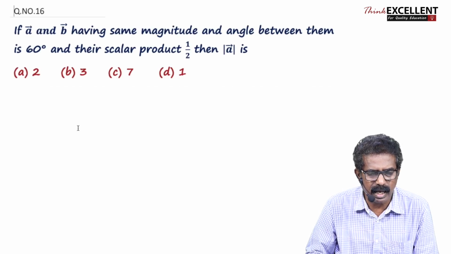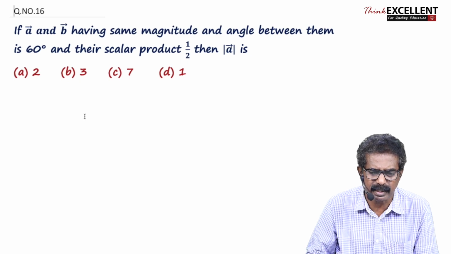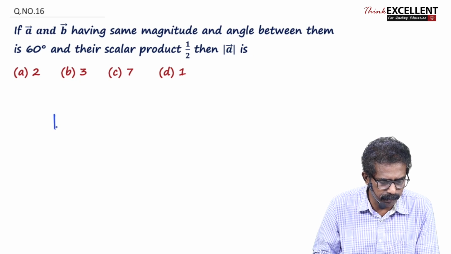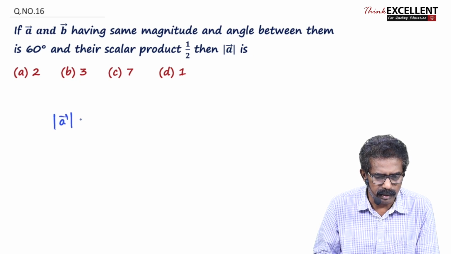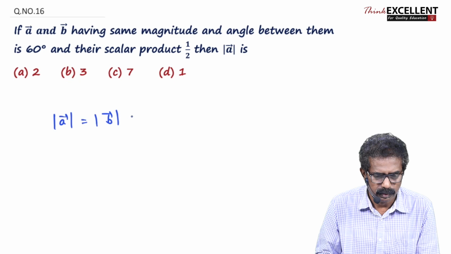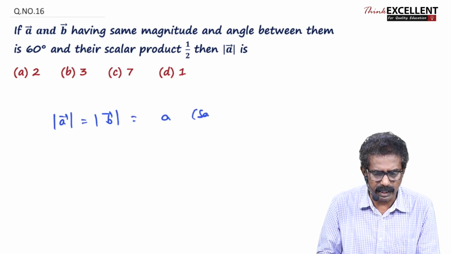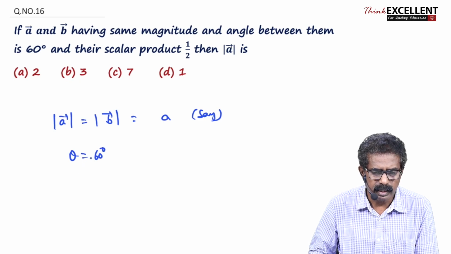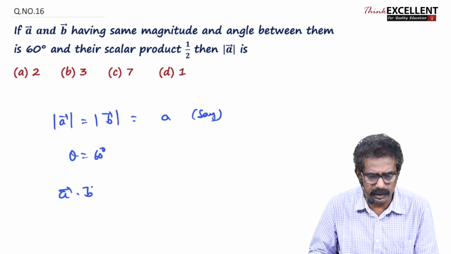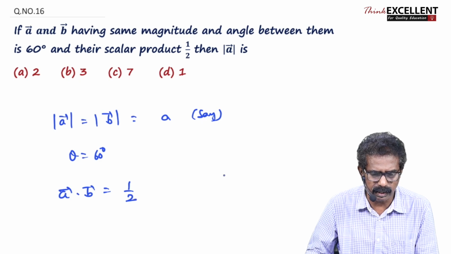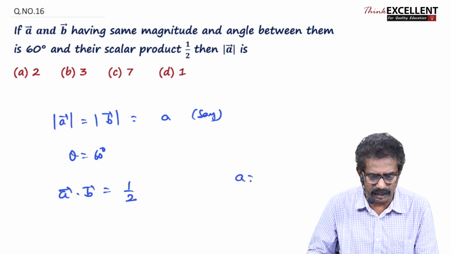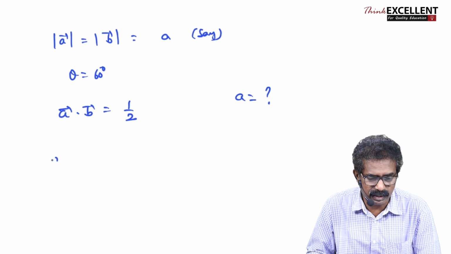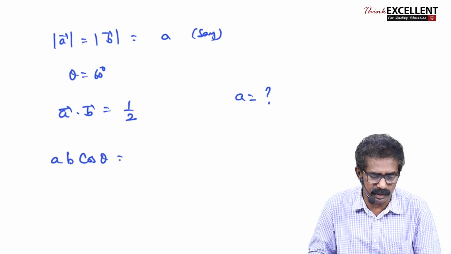If A vector and B vector have the same magnitude, so what is given here? Modulus of A and modulus of B are the same, so I'm taking it as A, and the angle between them is 60 degrees. Their scalar product, that is A dot B, is given as 12, and they asked to find modulus A. That's a very simple question. You know the definition of A dot B. What's the definition of A dot B? AB cos theta, given as what?